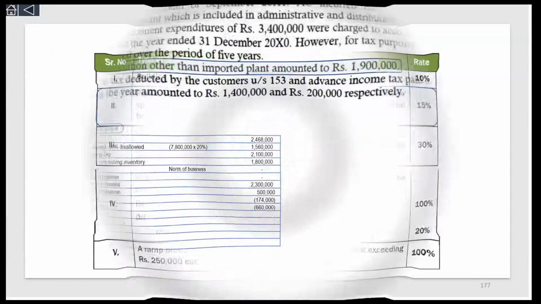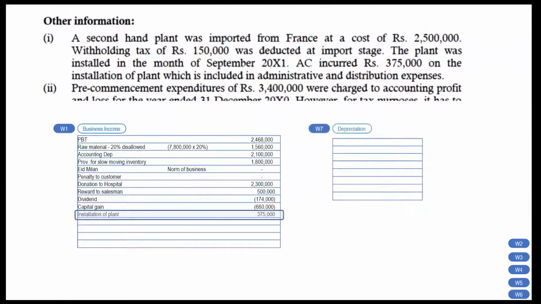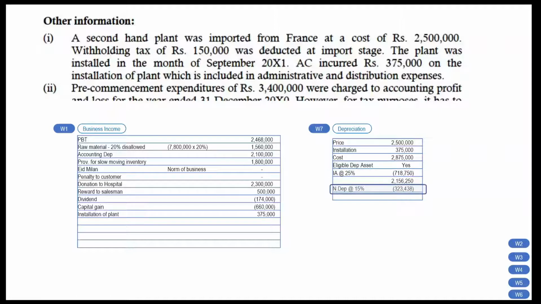Now refer back to solution. Add back installation cost in profit figure, because it is not allowed as expense. Mention price of plant and add installation cost in it to work out total cost of plant. This is an eligible depreciable asset. Therefore calculate initial allowance at 25%, which comes to Rs 718,750. After deducting initial allowance, calculate normal depreciation at 15%. Normal depreciation comes to Rs 323,438. Add up initial allowance and normal depreciation. This will be allowed as expense under tax law. Mention it as expense in business income.